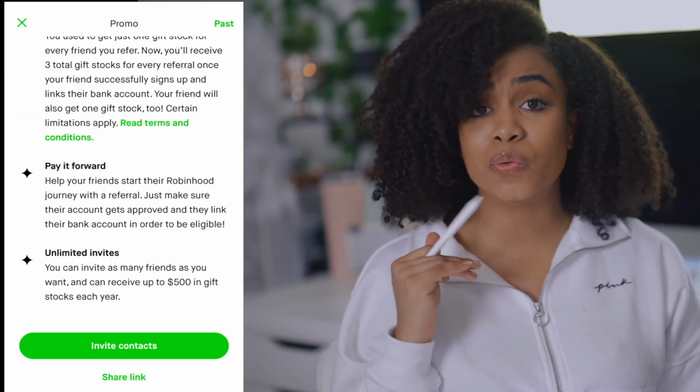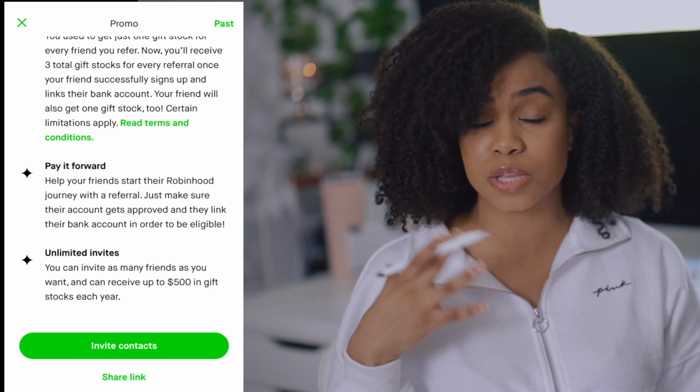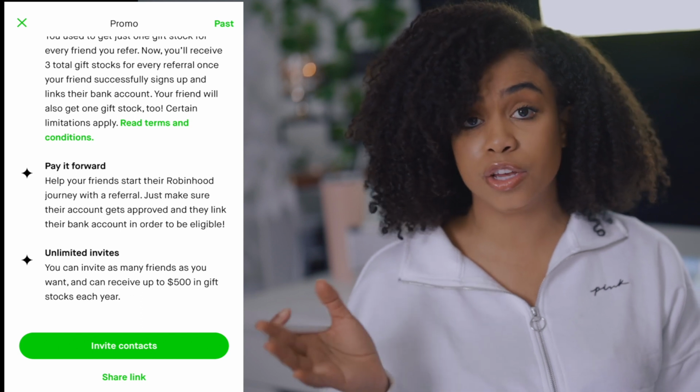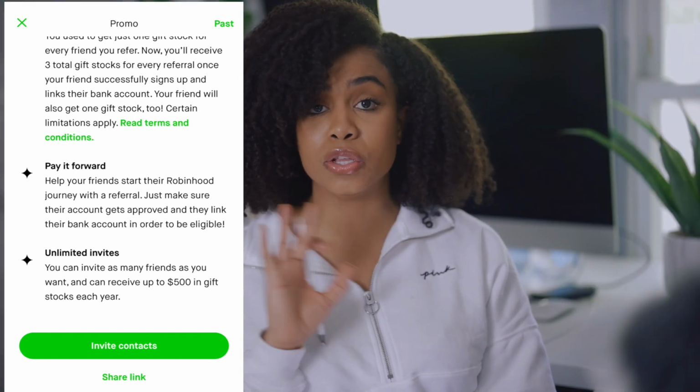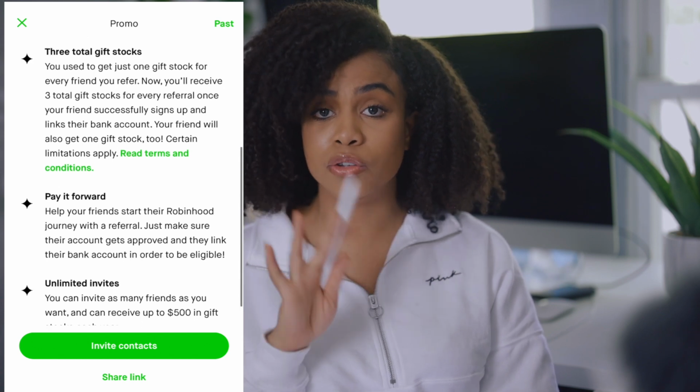So this is really cool because you could get up to $500 in gifted stocks per year. You can invite as many people as you want. So that's really cool. When I first got this, I sent it to as many friends as possible just to take advantage of that free stock feature. So you might want to do that too, share it with a friend.